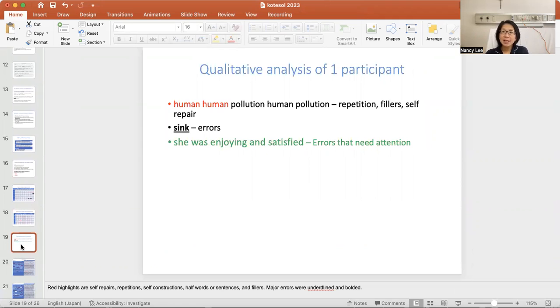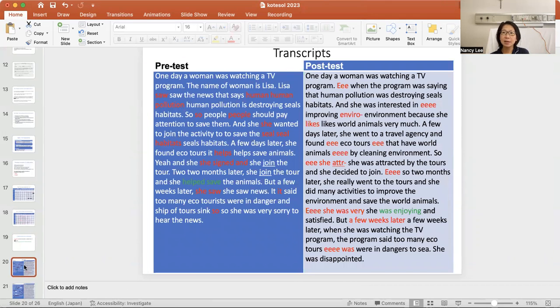So the remaining time I would like to spend on looking at the transcript of one participant. I have highlighted some points in red for self-repairs. I underline some errors, and some errors that I thought might be interesting to have a look at, I've highlighted them in green. So on the first page, I put the transcript for the post-test and the pre-test.